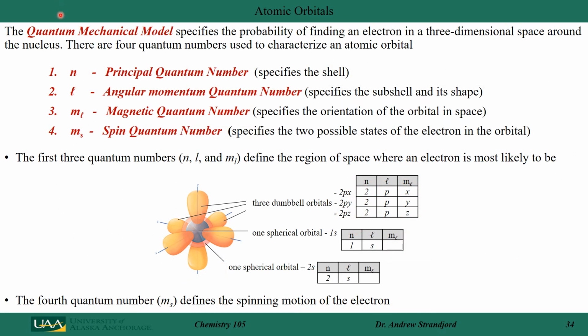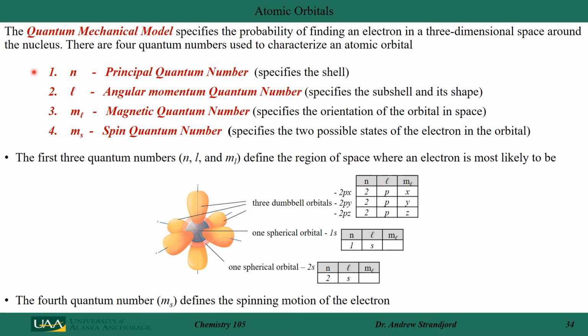Let's now take a closer look at the quantum mechanical model. The quantum mechanical model specifies the probability of finding an electron in a three-dimensional space around the nucleus. That three-dimensional space can be a sphere, it could be a dumbbell, or it can be some other space. It's defined by the mathematics. It's defined by solving Schrödinger's equation. There are 4 quantum numbers that come out of all that mathematics, and let's review those quickly here, and then we'll talk about each of them in a little more detail.